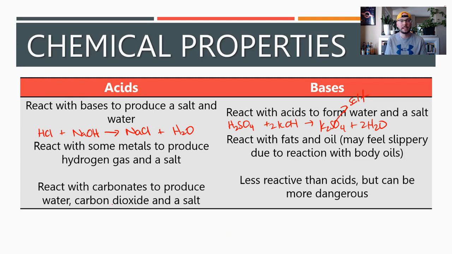Now, acids react with metal to produce hydrogen gas. Mg plus 2HCl produces MgCl2 and H2, right? This is an example of that. Acids also react with carbonates to produce water, carbon dioxide, and a salt.